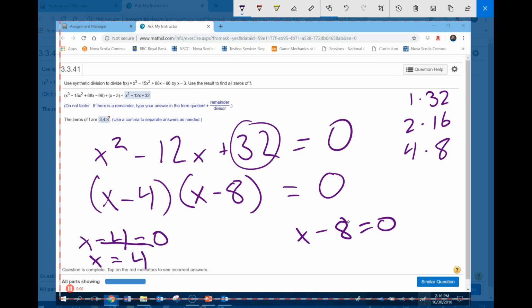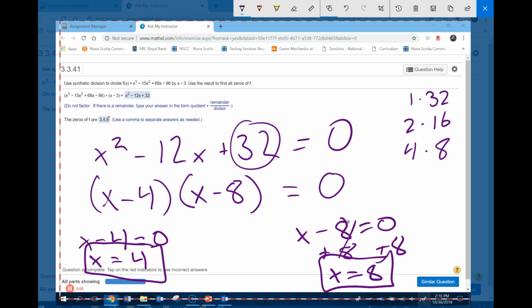So this x is going to be 4. Just doing a bit of algebra, right? Add 8 to both sides. This x is going to equal 8. So those are our two solutions. But recall we also had a third little factor here, x minus 3. So if we said, well, x minus 3 equals 0, x is going to equal 3 as well. So in this case, we're going to have 3 roots, or 3 solutions: 3, 4, and 8.